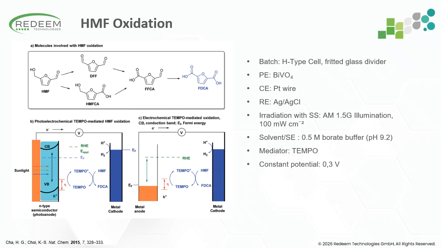Bismuth vanadate photoanode, platinum counter electrode. Here we have a silver chloride reference electrode and simulated sunlight. And we have potentiostatic operation at 0.3 volts. So the main innovation here is not the cell itself.